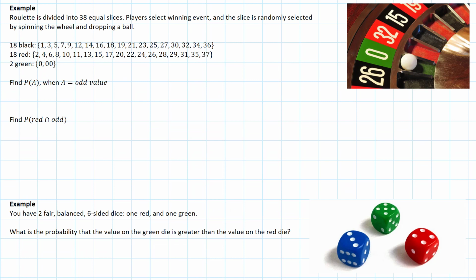Okay, let's consider the game of roulette now. So roulette is, you basically get a wheel. It's divided into 38 equal slices. You select the winning event, they drop the ball and spin it, and then that's basically how you decide who the winner is. It pays out at different rates. We're not going to worry about that right now. We're just going to worry about winning versus losing.